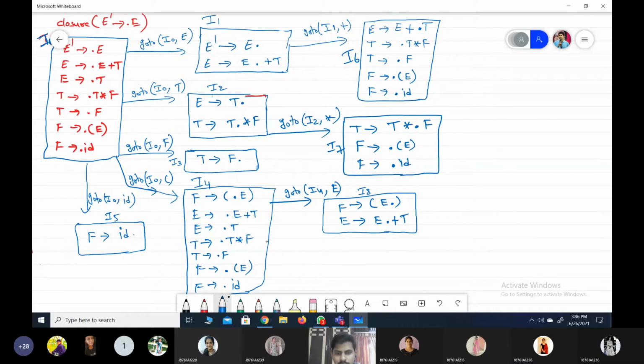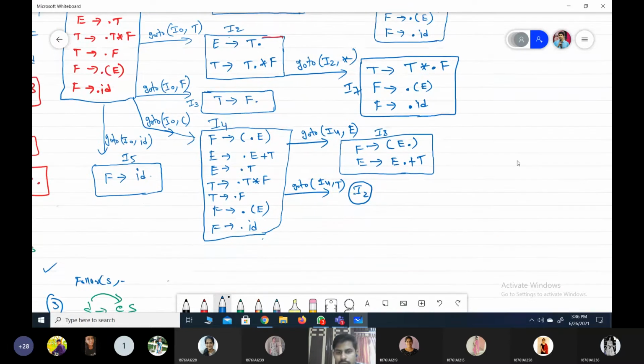Yes, sir. After that, the next possibility is goto of I4 on T. If T is applied on the I4 state, what is the possibility of that production? E tends to T dot, and T tends to T dot star F. Is it I2? Instead of writing that production, simply write down I2. Yes, sir. On I4, if T is applied, write down that state number only. No need to write that production. Even if you write it, make it the state number I2 only. Okay, now T is over.